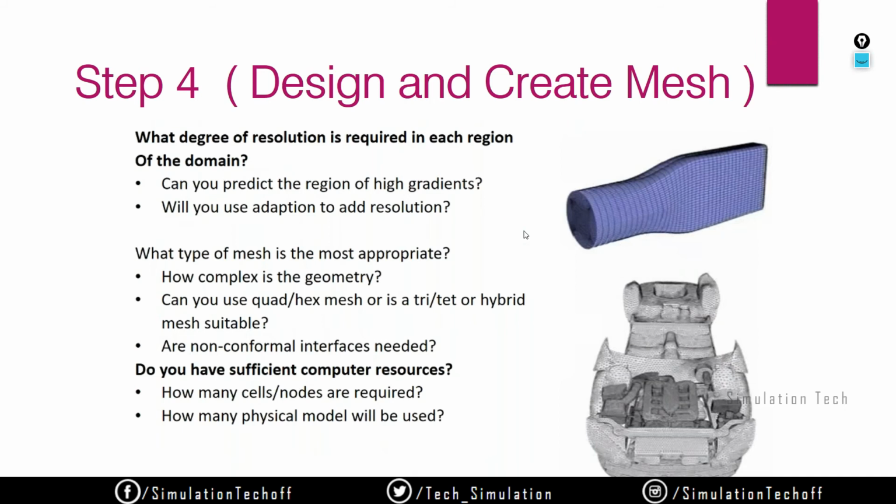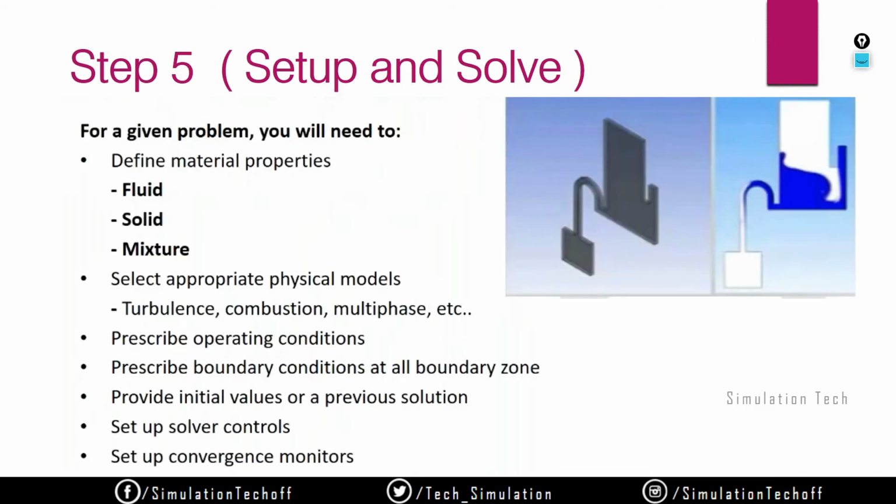Let's move on to the next step, step 5, setup and solve. That is the creation of regions, what is the inlet and what is the outlet. You need to define the material properties like fluids, maybe water or air, and solid and mixture also. Once the materials are created, you need to select the physical models. We call them turbulence, combustion and multiphase problems. You need to define that.